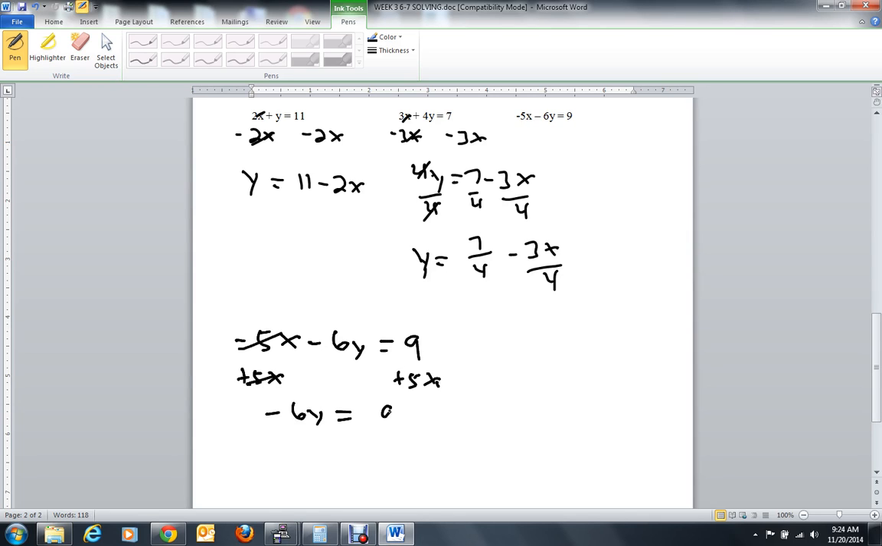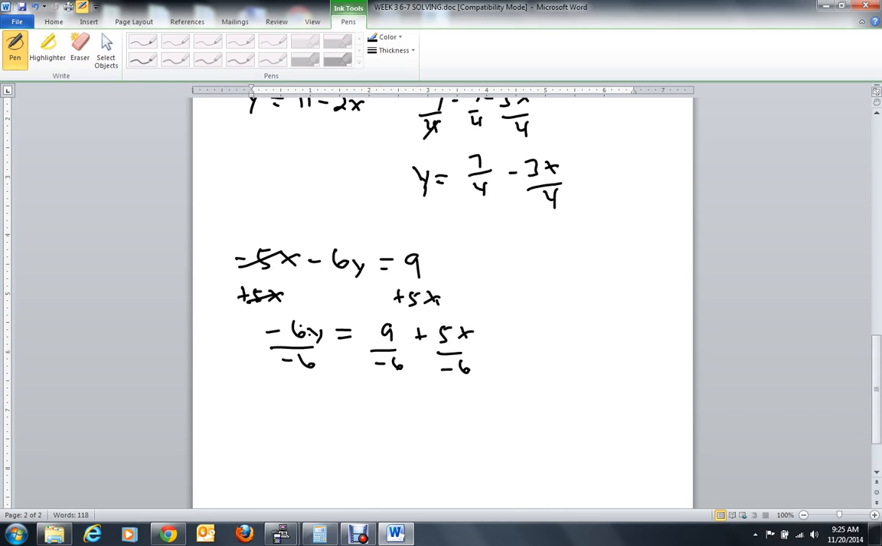These aren't like terms. Keep them as they are. 9 plus 5x. Now I have a negative 6 times y. Since that is multiplication, I'm going to divide by negative 6. Not just a 6, but a negative 6. And over here on the right side, I'm going to divide each one of those separately by negative 6. Don't have to, but it's really to your advantage if you do. Those cancel, leaving a y. 9 over negative 6. 9 over 6 reduces down to 3 over 2.